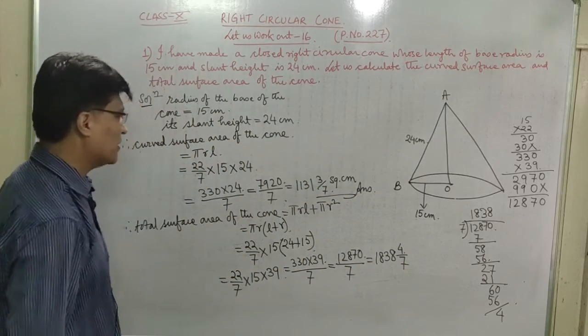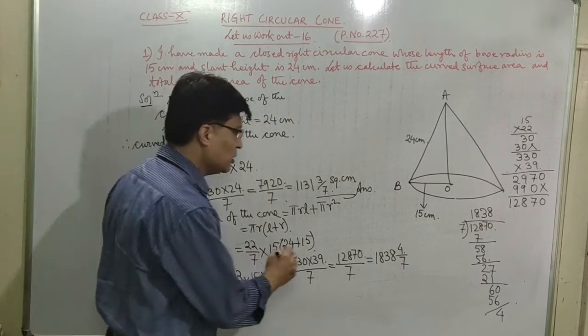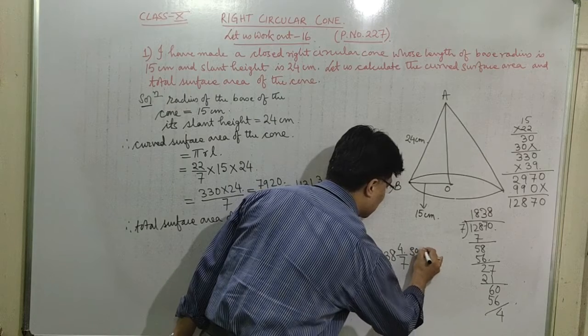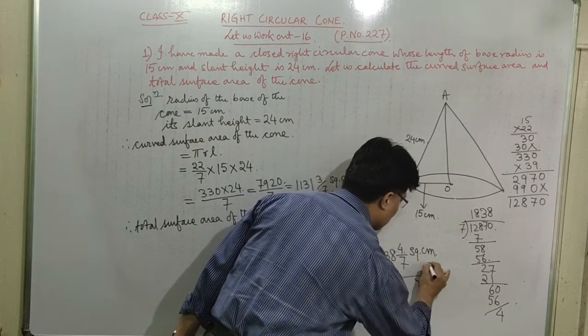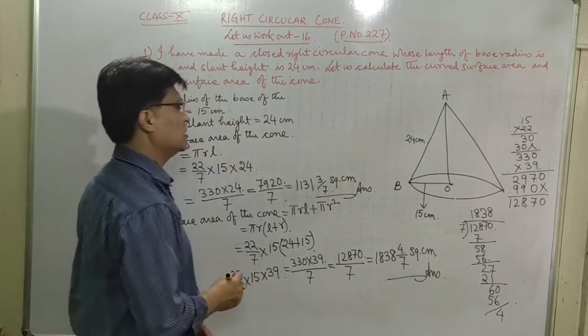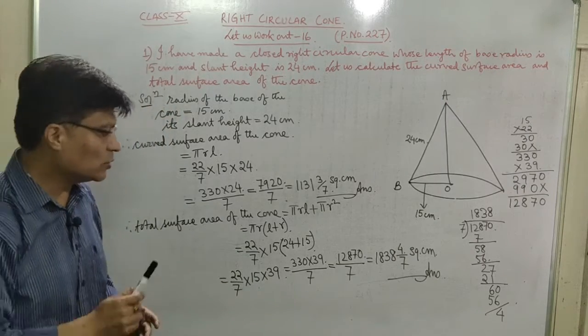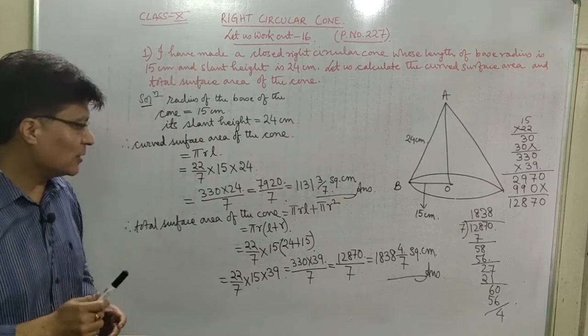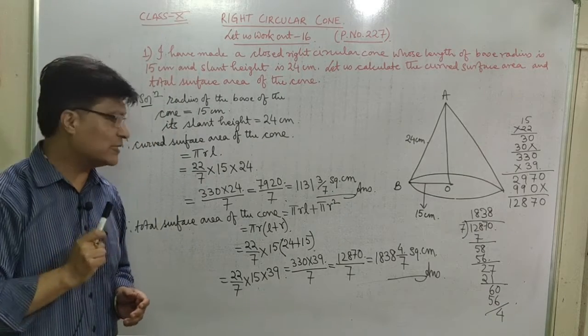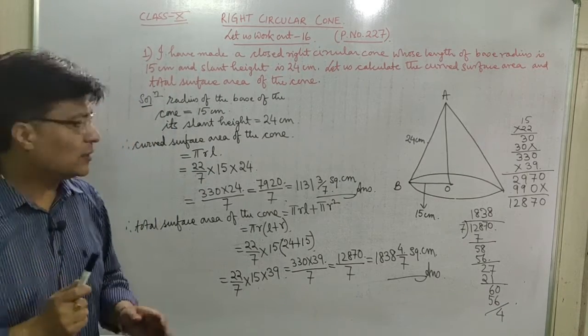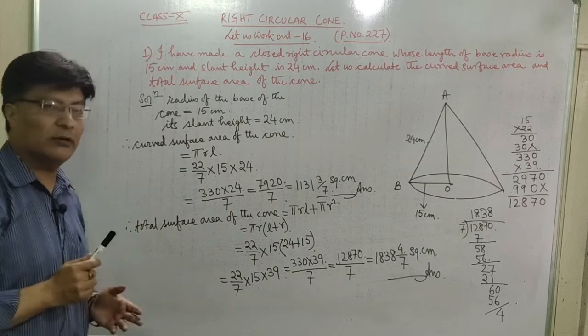This is the total surface area of the cone. So what is the unit here? You should write down the correct unit. That is square centimeter. So this is the answer for the total surface area of the cone, which is equal to 1838 and 4 by 7 square centimeter. That will give you the total surface area of the cone.